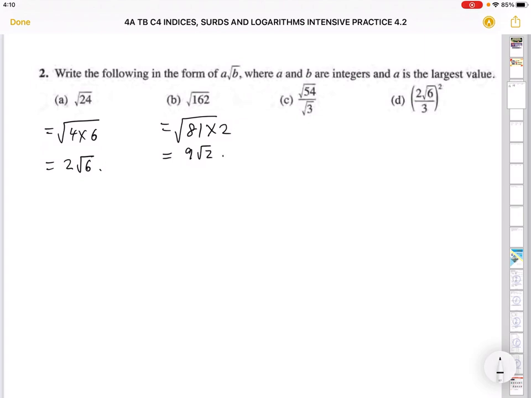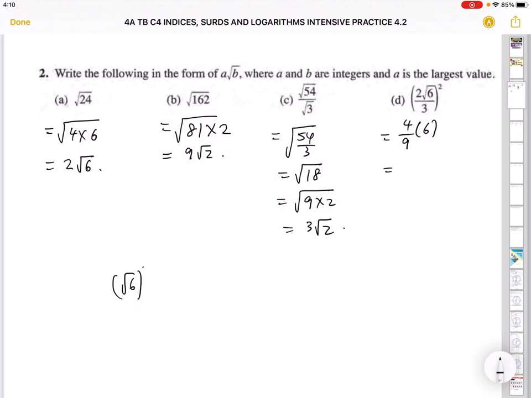Okay, now the next one, we can divide first. I would prefer to divide first. 54, we divide by 3, you get 18, and 18 is actually 9 times 2. Square root 9 is 3, so we leave it as 3 root 2. Alright, and d, I think we can just square it. 2, if you square it, you get 4. 3, if you square it, you get 9. Root 3, if you square it, you just get 3. Root 6, root 6, when you square it, you cancel it. Basically, you just get 6.